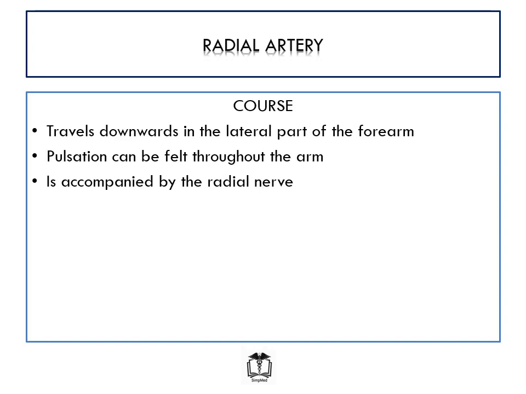From the point of origin of the radial artery, it travels downwards in the lateral part of the forearm. As it runs down the forearm, we say that the radial artery lies on the muscles of the forearm until it reaches the distal part. At the distal part, it tends to lie on the anterior surface of the radius and it's covered by skin and fascia.